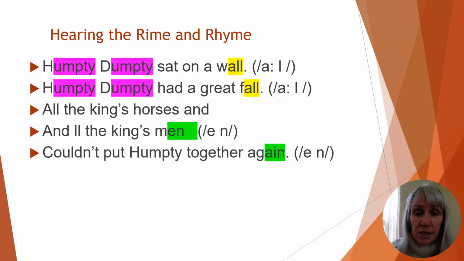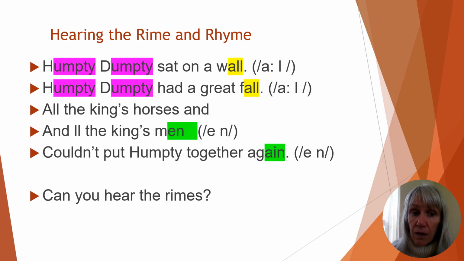Couldn't put Humpty together again. Now this is not the actual pronunciation that you might hear in proper English, but it is the slang version of it, and that's why those two sounds match, okay? The N sound. So let's try that again. Humpty Dumpty sat on a wall, Humpty Dumpty had a great fall. All the king's horses and all the king's men couldn't put Humpty together again.